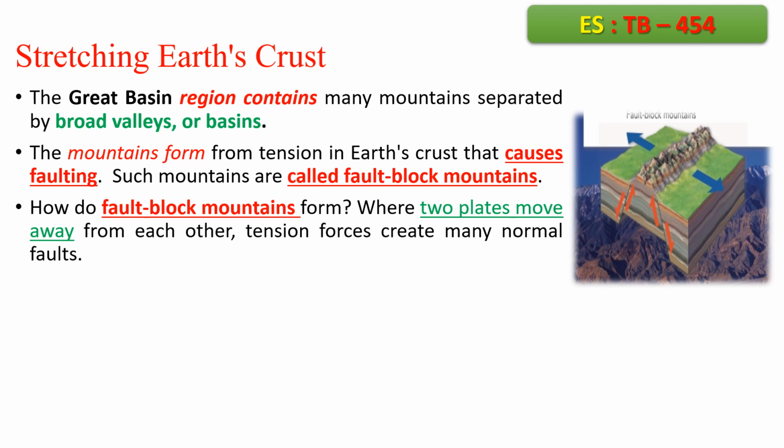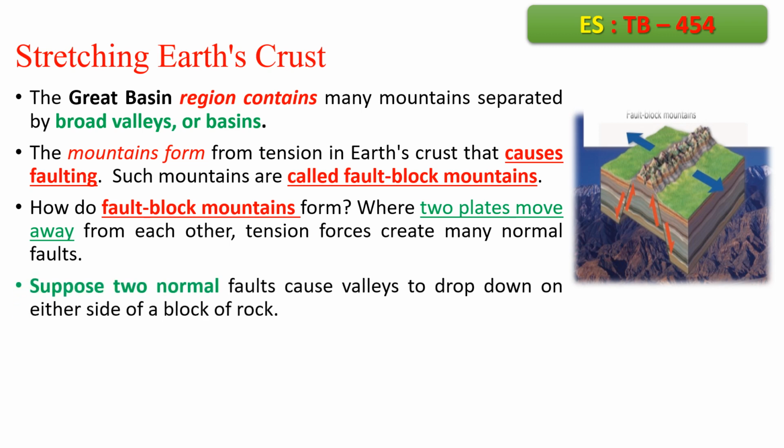How do fault block mountains form? Where two plates move away from each other, tension forces create many normal faults. Suppose two normal faults cause a valley to drop down on either side of a block of rock. This process is shown in the diagram.